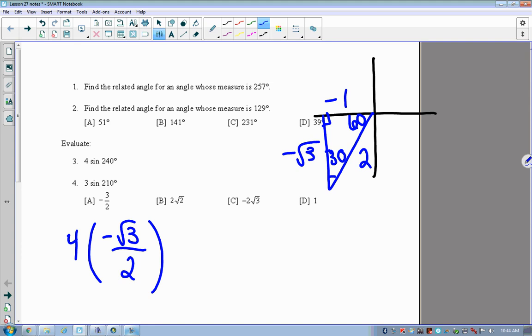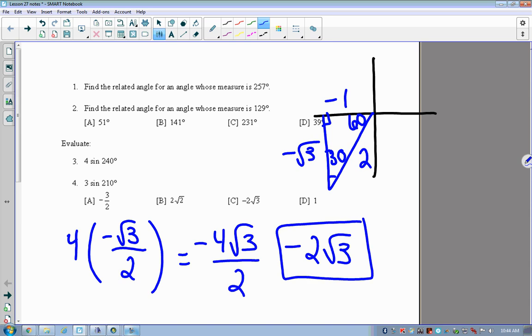So what is that going to be? What do we think? What are we going to get in the numerator? What's 4 times negative radical 3? Don't give me a decimal. Negative 4 radical 3 over what? 2. Now simplify for me. What happens? Negative 2 radical 3 is my answer. Okay? We feel okay? We're still all right?